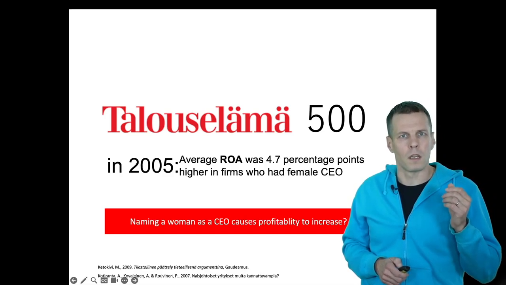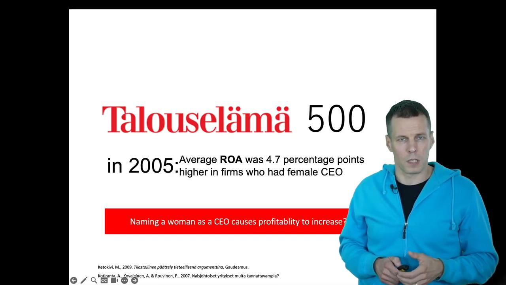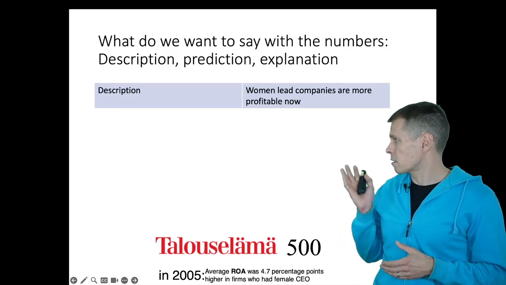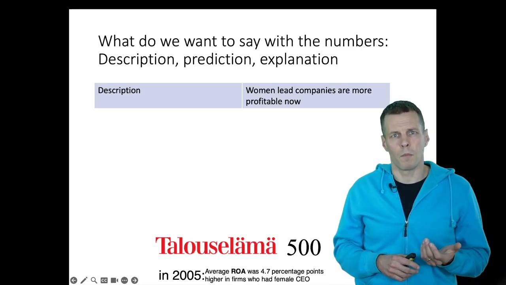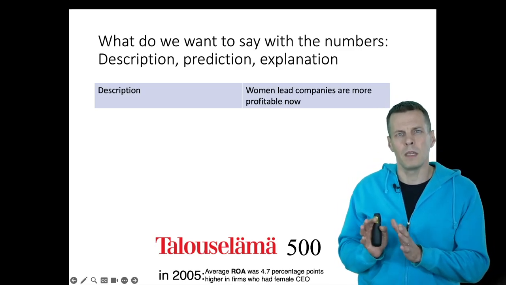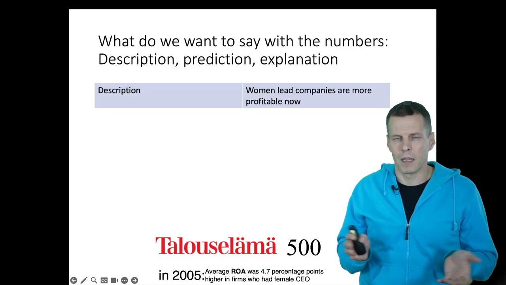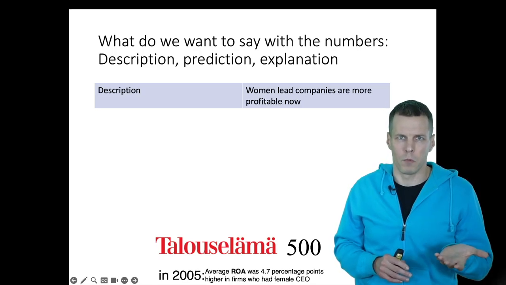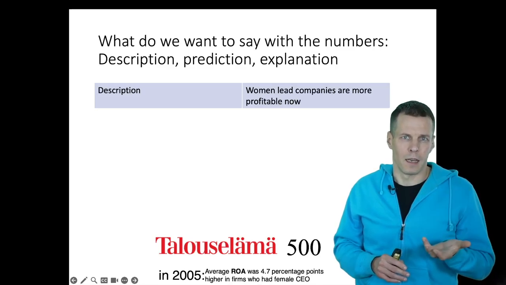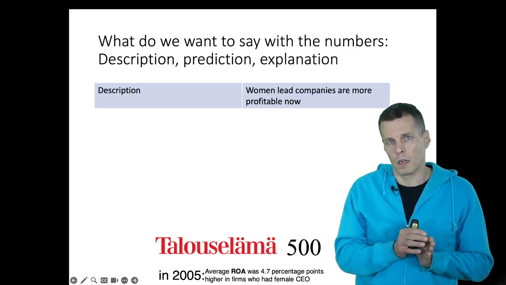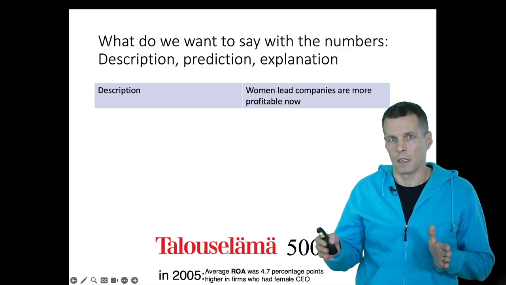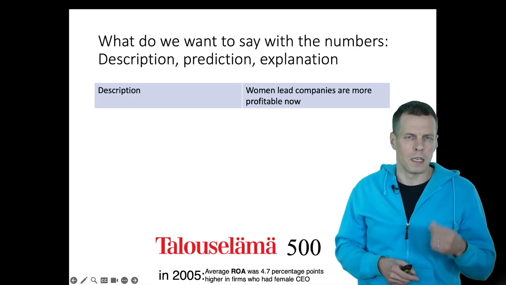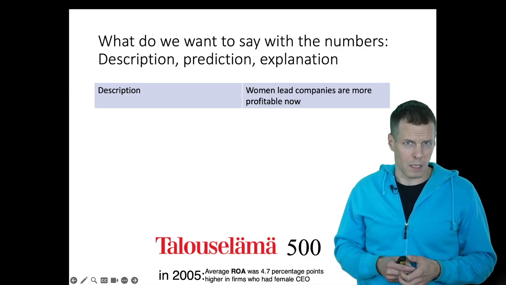Let's take a look at the four different ways we can use statistical data to make claims. The simplest way of using statistics or numbers is description. We can simply state that women-led companies are more profitable now. We are not claiming that the woman is a cause, and we are making no claims about future profitability. These kinds of claims would be useful, for example, for generating ideas. If we see that women-led companies are more profitable, we might start asking, why is that the case? Is the difference because the woman is the CEO, or is there some other factor that drives the difference? And then we could design a study to address that question.